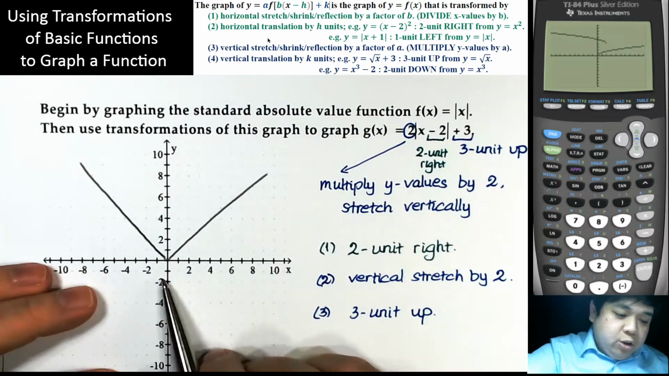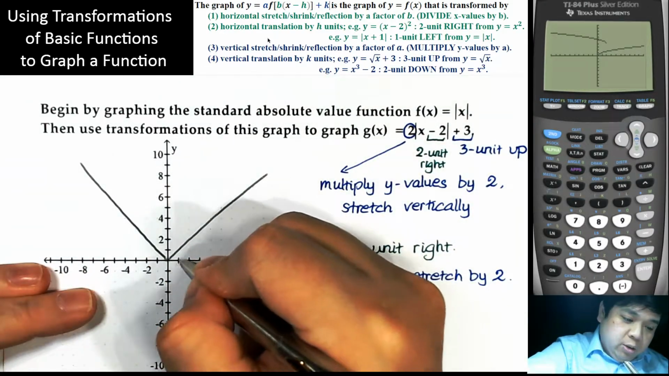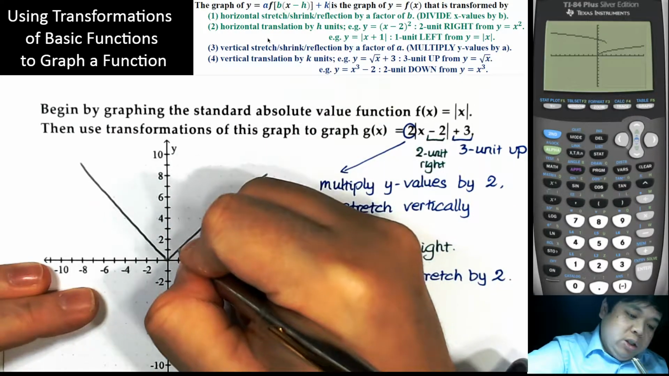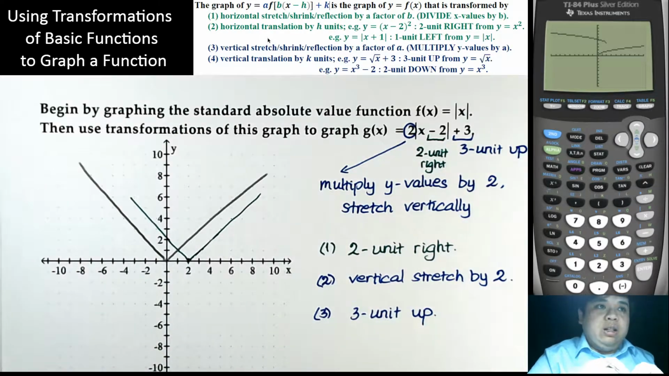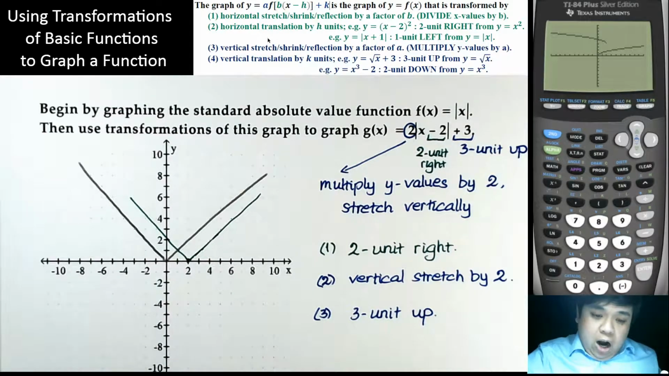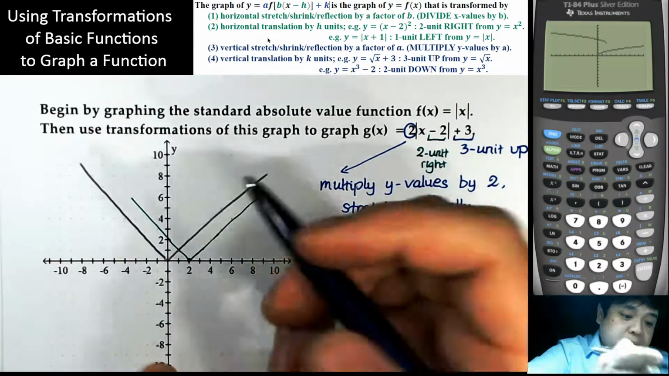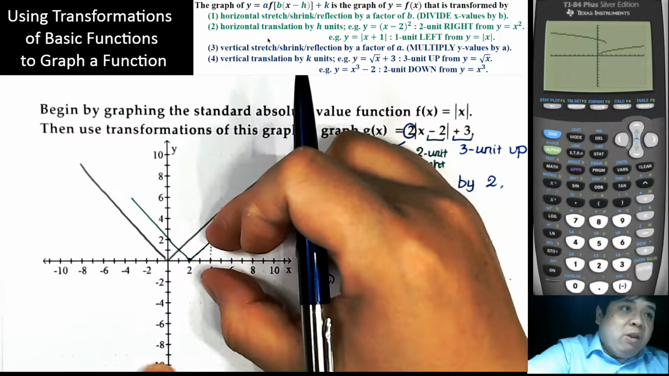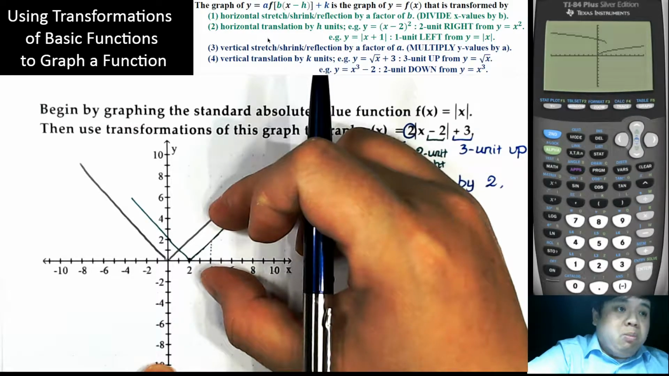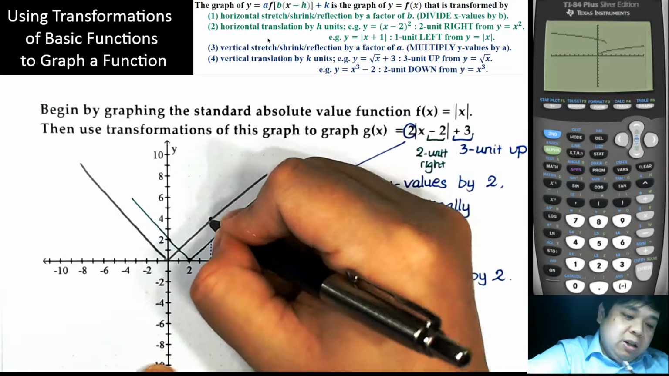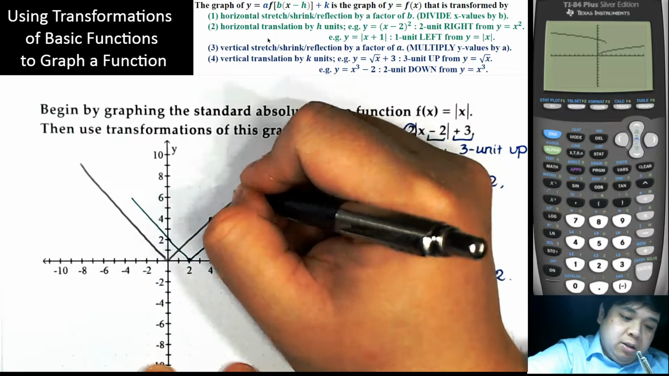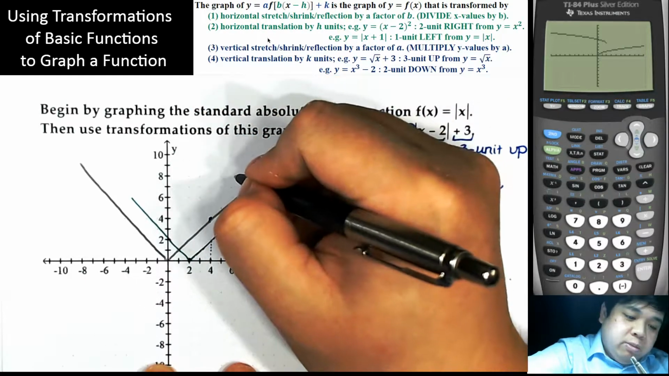At first 2 units to the right, so move everything 2 units to the right, 1, 2, and then we still have a V, but 2 units to the right. Next, vertical stretch by 2, meaning whatever the y value is, we're going to multiply by 2. So this is the y value, the vertical distance. We're going to make it twice as long. And whatever the y value is, we're going to double that distance. So it's about 4, so like that.